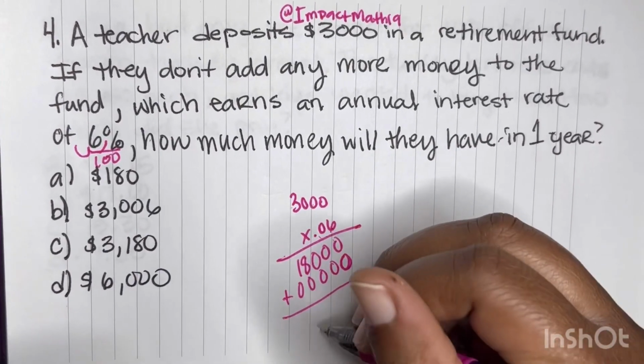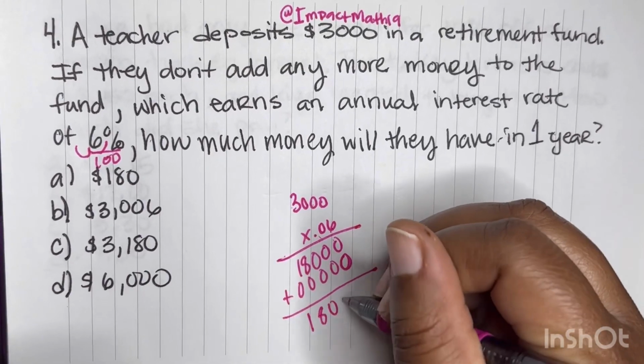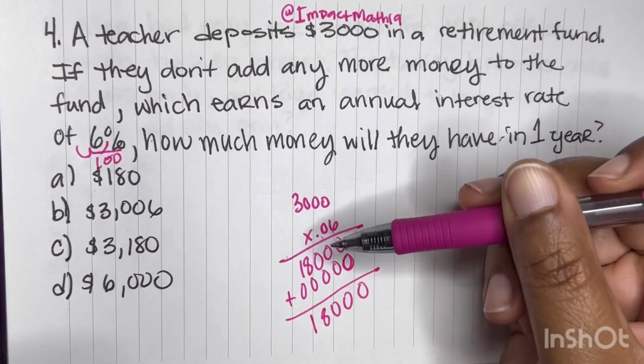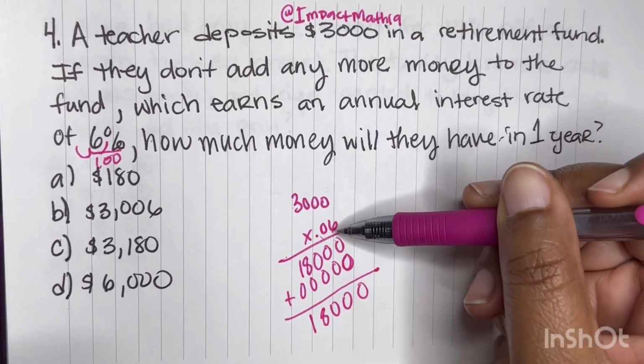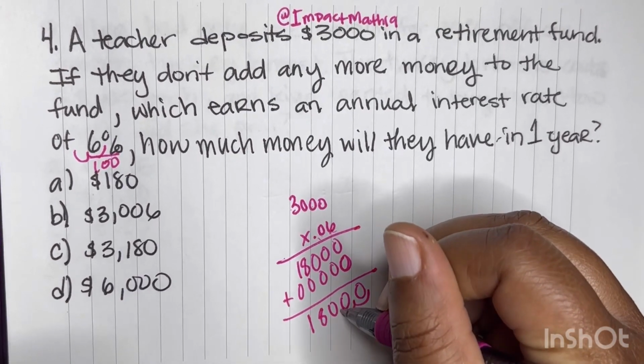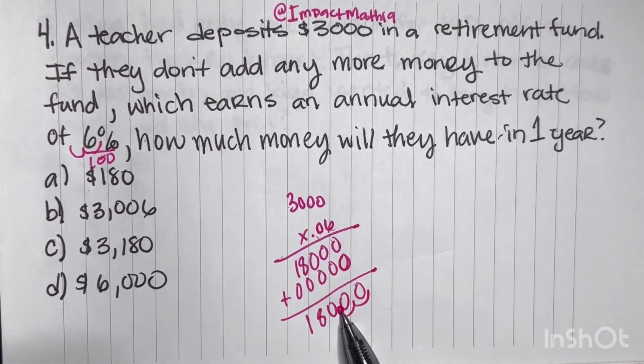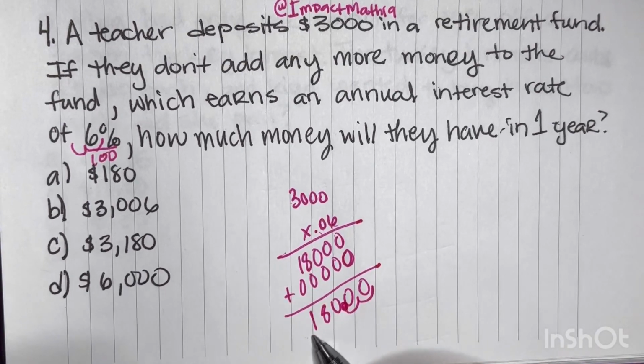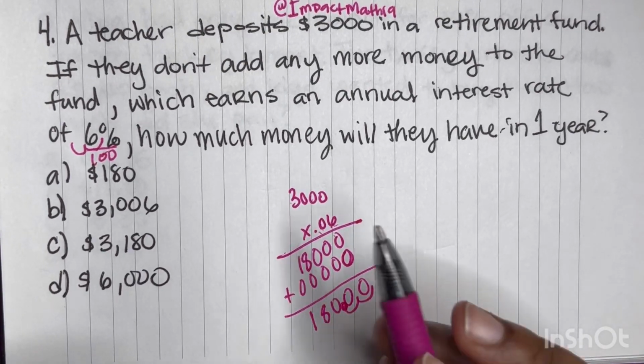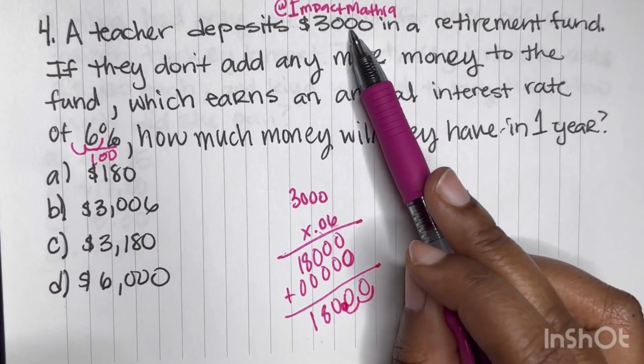Then we're going to add down. So we get 18000. Remember, you have 2 digits after the decimal. So you would move over 1, 2. So our decimal place would have to go right here. So she would get $180, which is 6% of 3,000.